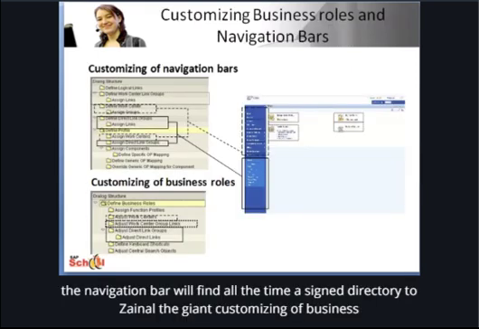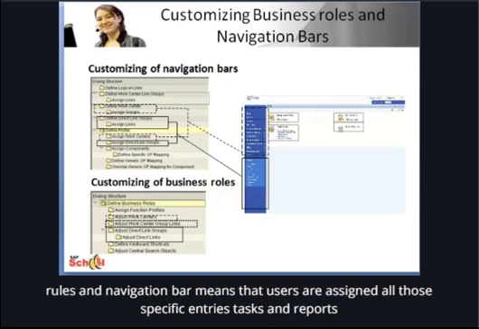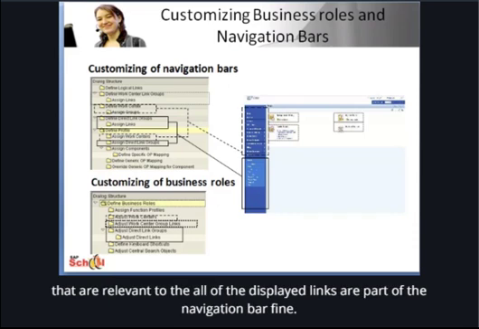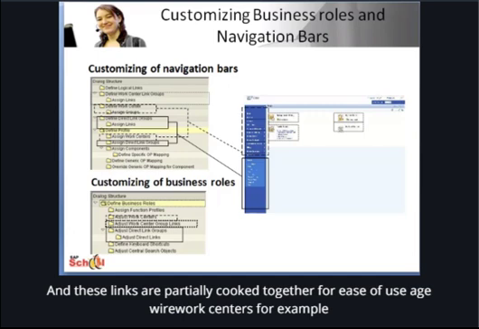The navigation bar profile of the web client is assigned directly to a user role. The joint customizing of business roles and navigation bar means that users are assigned only the role-specific entries, tasks, and reports that are relevant to them. All of the displayed links are part of the navigation bar profile, and these links are partially grouped together for ease of usage via work centers.